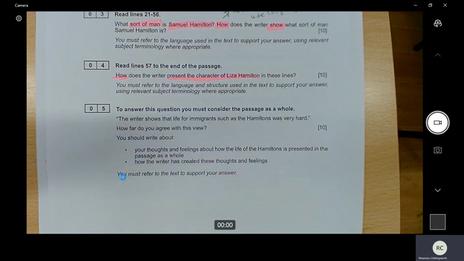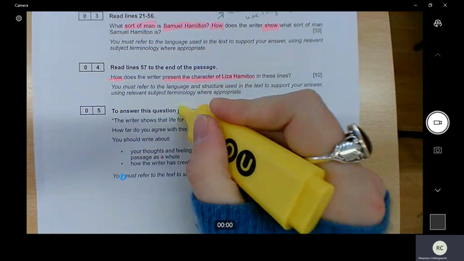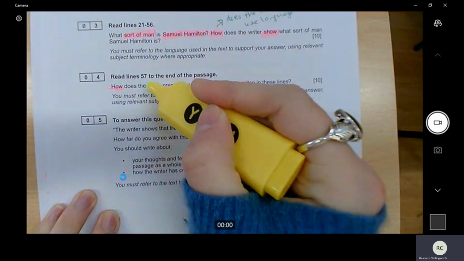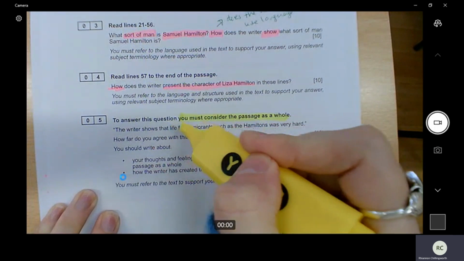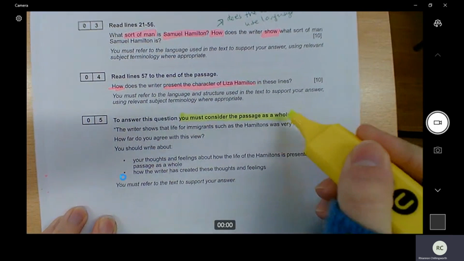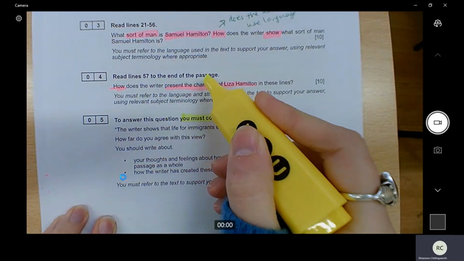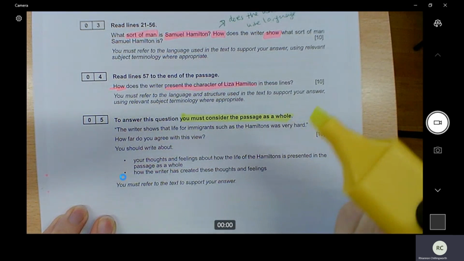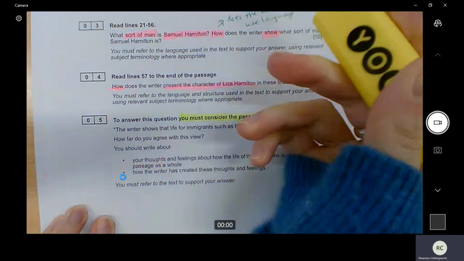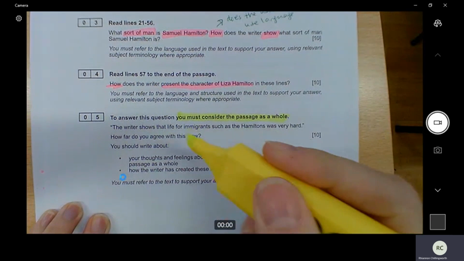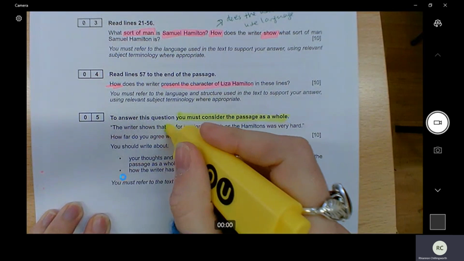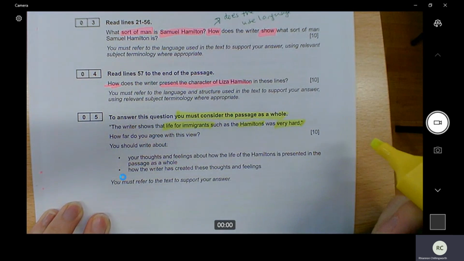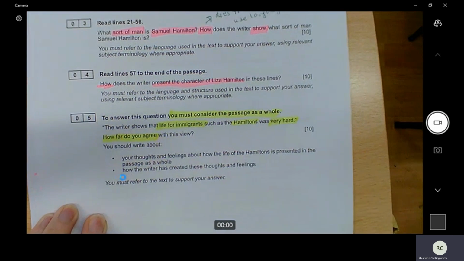To answer this question, you must consider the passage as a whole. And we can see that it does tell you very explicitly for each question what bit of the extract you're writing about. So I've already got to the end of the passage in question 4. So for this paper, I'm just writing about the passage as a whole, rather than having to make sure I write about the end as well as the passage as a whole. So here's my statement. The writer shows that life for immigrants, such as the Hamiltons, was very hard. How far do you agree?